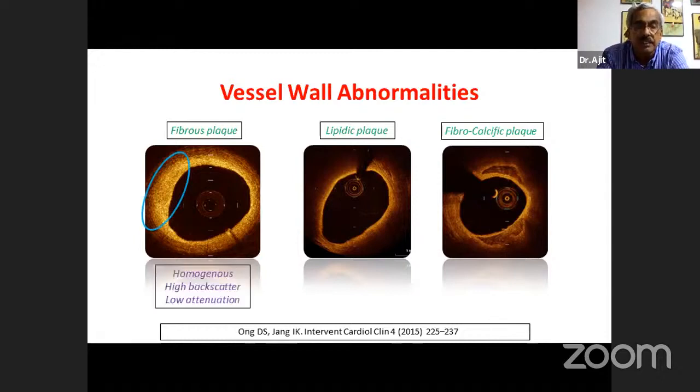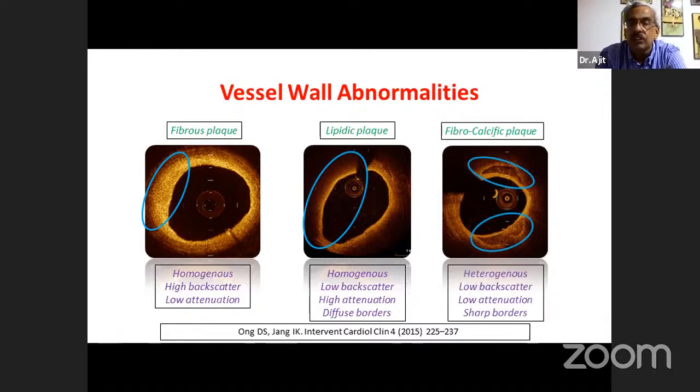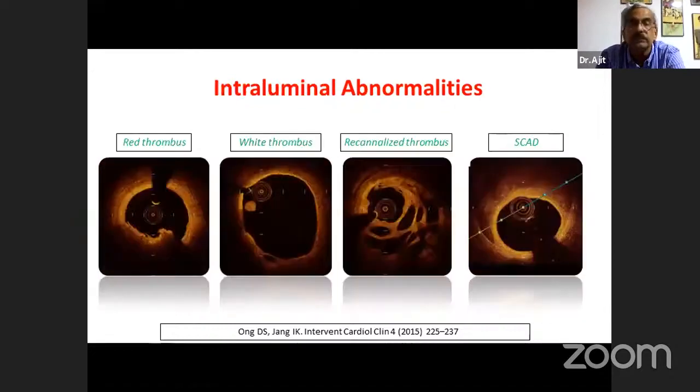So that's a fibrous plaque. It's homogeneous. It's got a high backscatter. It's got a low attenuation. The lipid plaque, which basically is homogeneous again, has low backscatter, but it's high attenuation and a diffuse border. And you have a calcific plaque, which is heterogeneous. It's not similar looking. It's got low backscatter, low attenuation, but it's got a very sharp border. So these are the ways that you'll identify the various types of plaques.